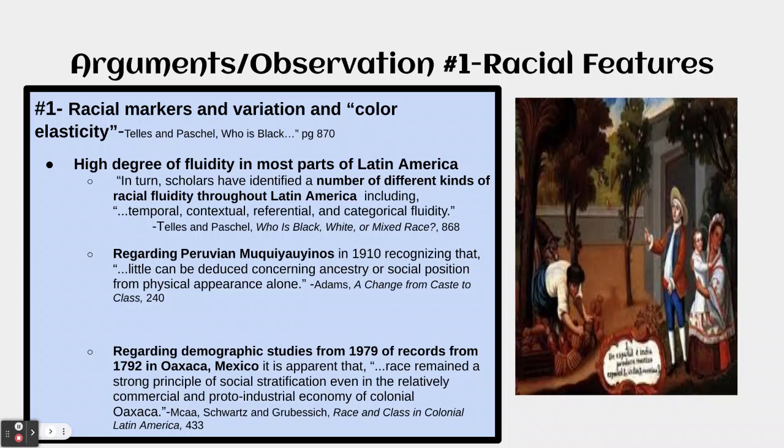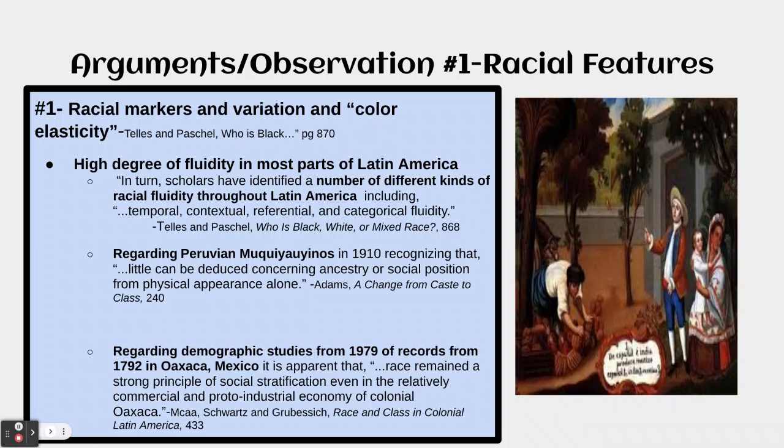One scholar says, in turn, scholars have identified a number of different kinds of racial fluidity throughout Latin America, including temporal, contextual, referential, and categorical fluidity. So clearly, a complex topic.